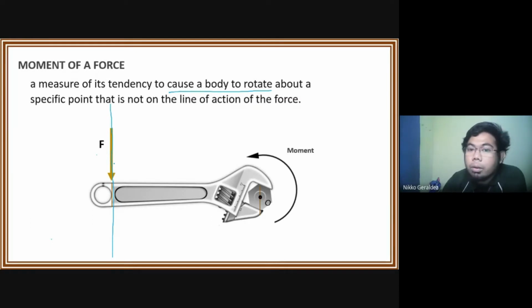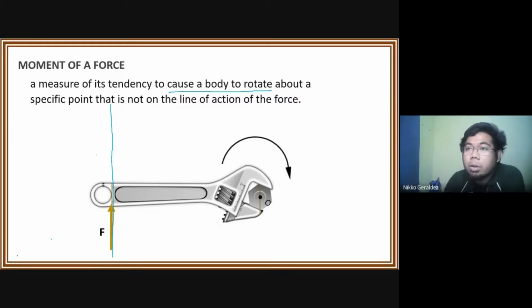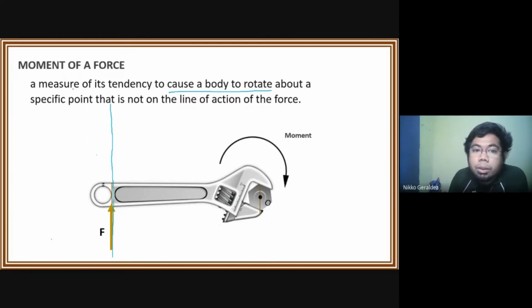Kung upward force naman ang apply mo, pataas, ang magiging moment niya, or yung rotation at O, ay clockwise rotation, or clockwise moment. So, yun yung tatandaan natin: a measure of its tendency to cause a body to rotate.